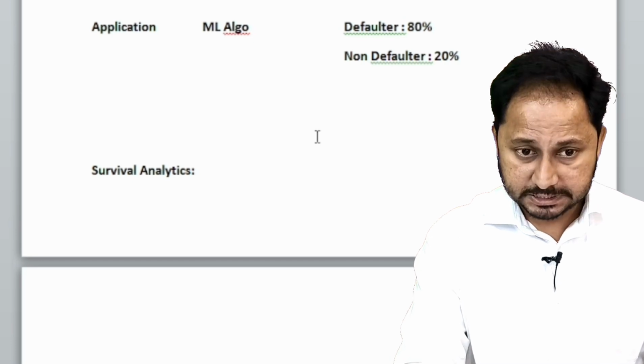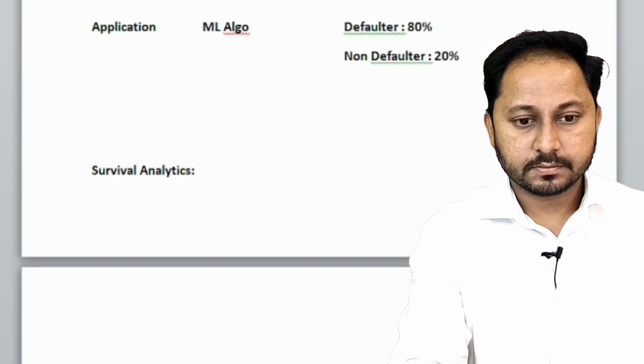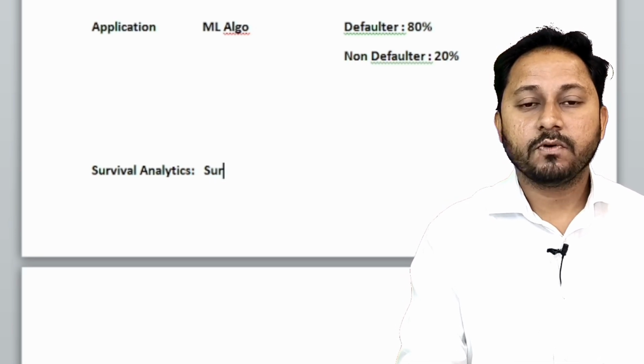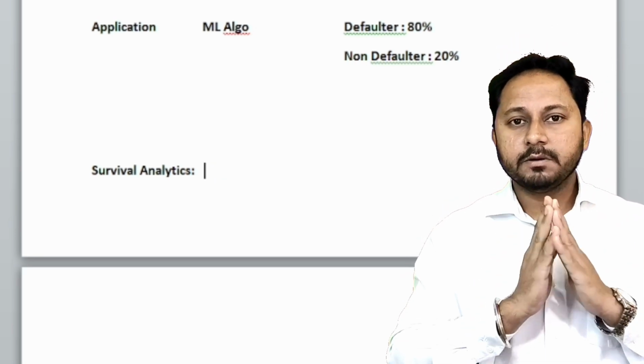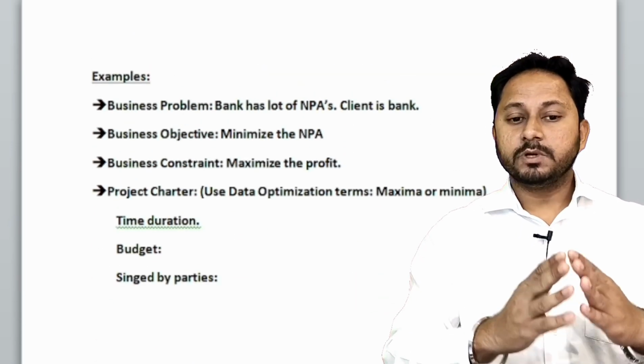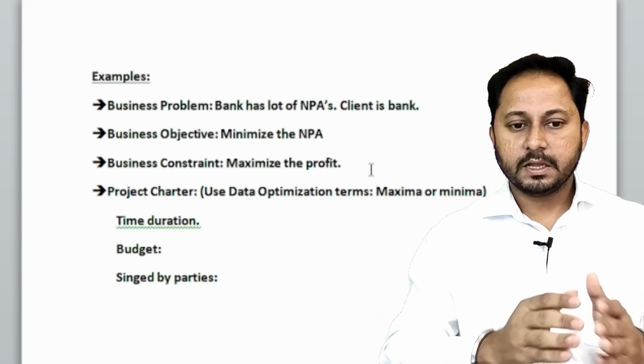So by using this survival analytics technique, you are saying we will give him the loan for 18 months. Okay, so you solve the second constraint as well. You minimize the NPA and maximize the profit for our client.